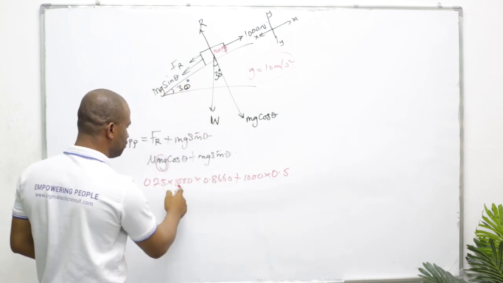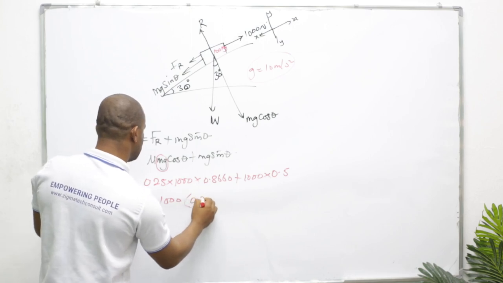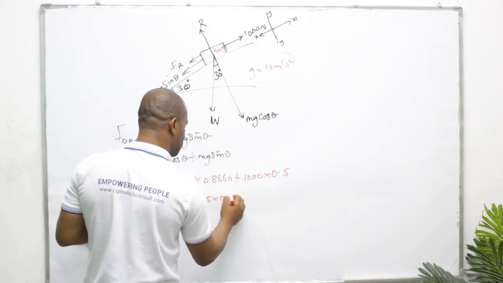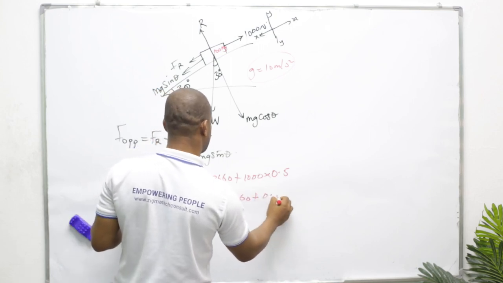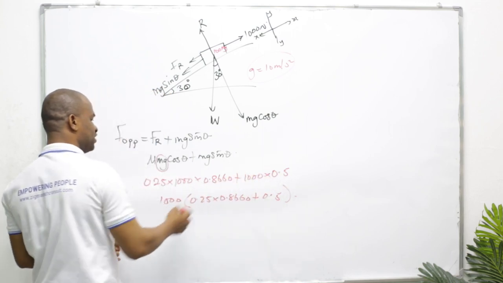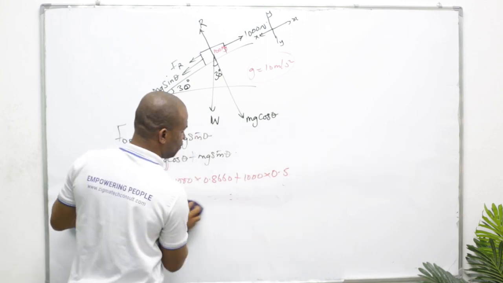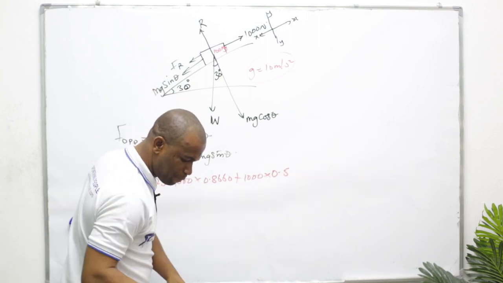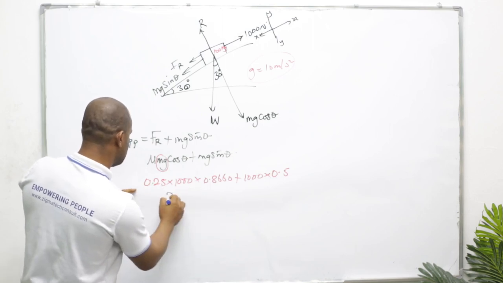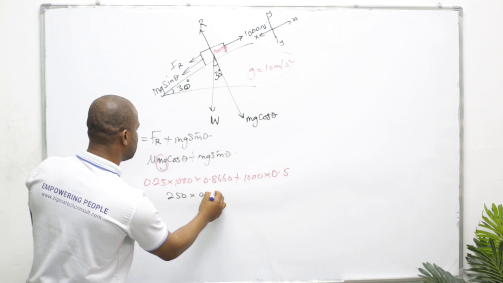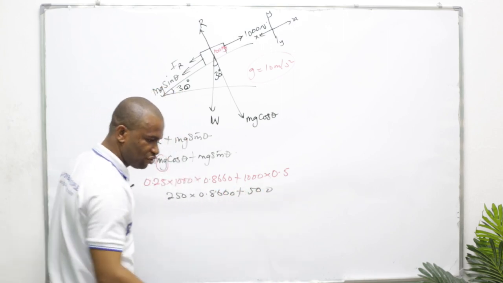So I'm going to factor 1,000 out. We have 0.25 times 0.8660 plus 0.5, and multiplied by 1,000 this is 500. Don't worry, let me make it faster. So in this case, I'm going to have 250 times 0.8660 plus 500.